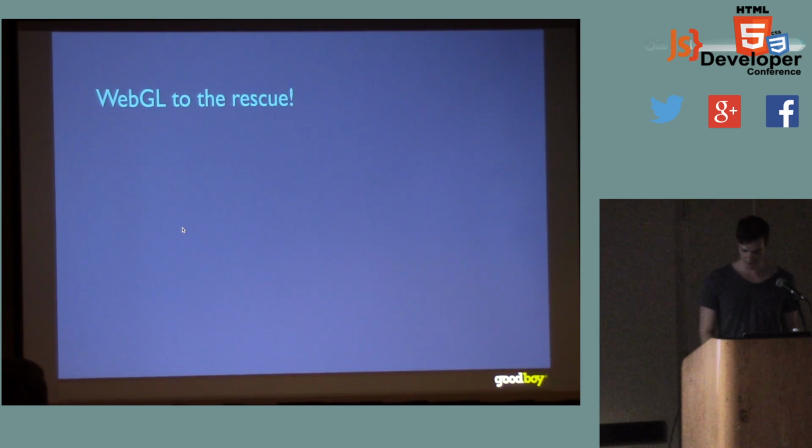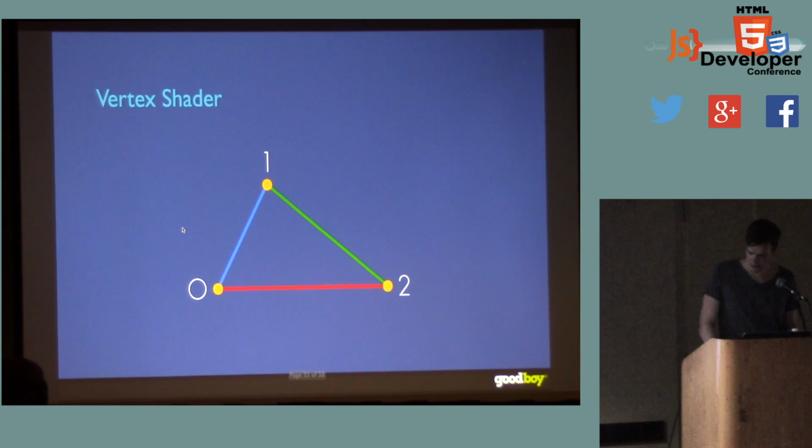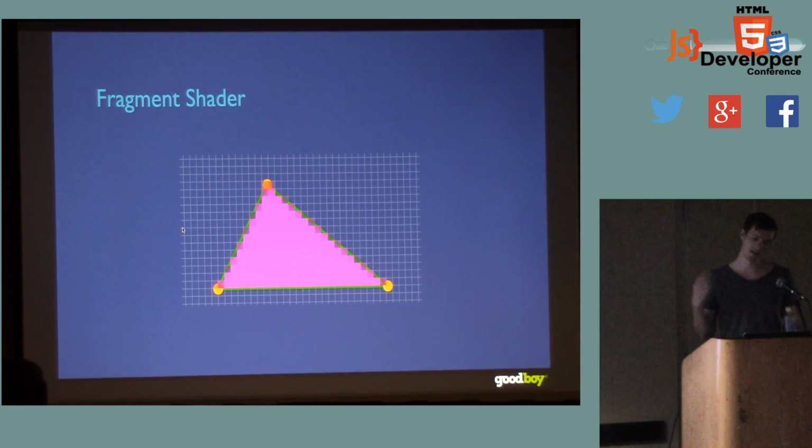A program consists of two parts. The vertex shader gets run on every single point that you upload to the GPU. Then you've got the fragment shader: once a triangle is drawn, it needs to be rasterized, and that's when the fragment shader gets run on every single pixel in that triangle.